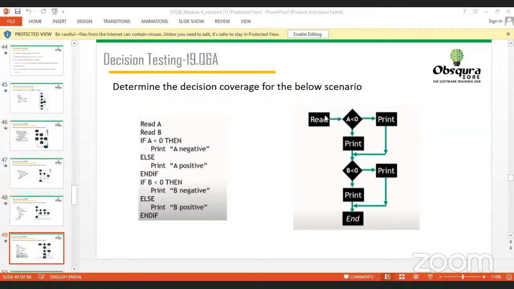Yes, 19, I will say once more. It should cover the branches, but I have told, right, it should be the minimum number of paths. In the minimum number of paths, all the branches should be covered. So how can we cover it?